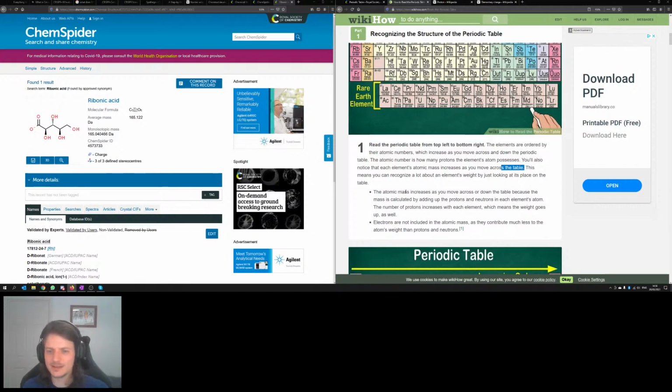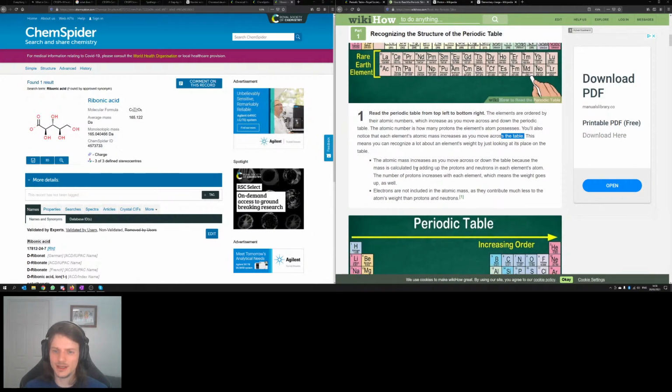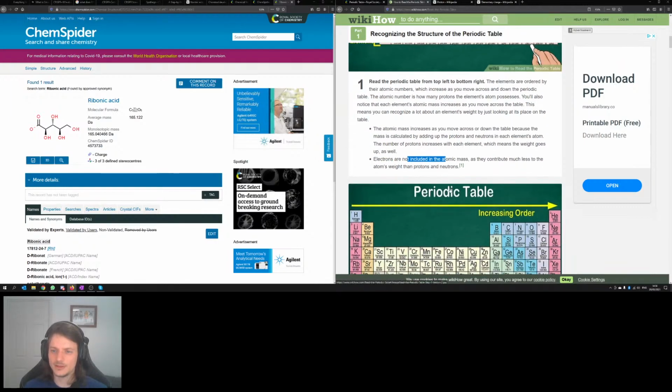The atomic mass increases as you move across or down the table because the mass is calculated by adding up the protons and neutrons in each element's atom. The number of protons increases with each element, which means the weight goes up as well. Electrons are not included in the atomic mass as they contribute much less to the atom's weight than protons and neutrons.